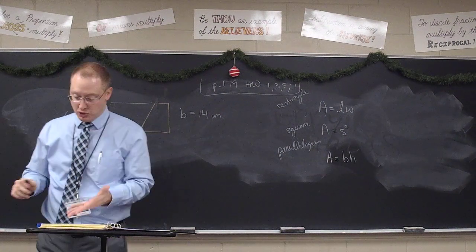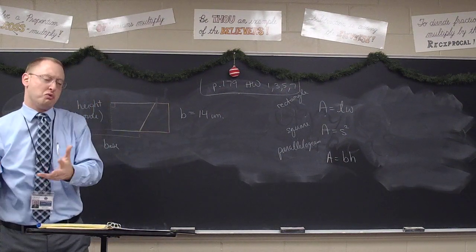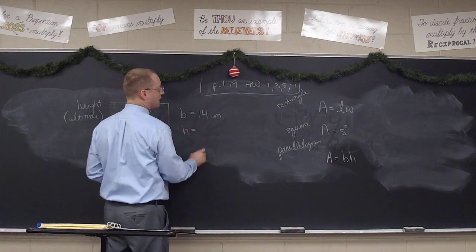What about the height? How tall is the parallelogram? 3 units. Well, 3 boxes, but every box is 2 units. So we'd actually say that the height, class, is 6 units.